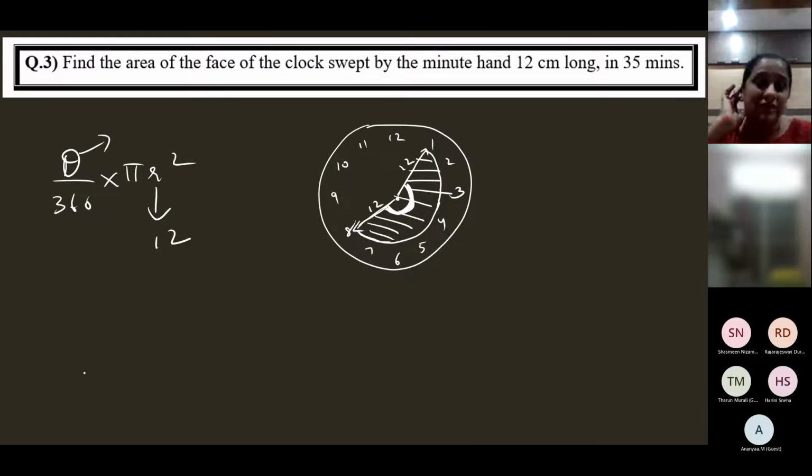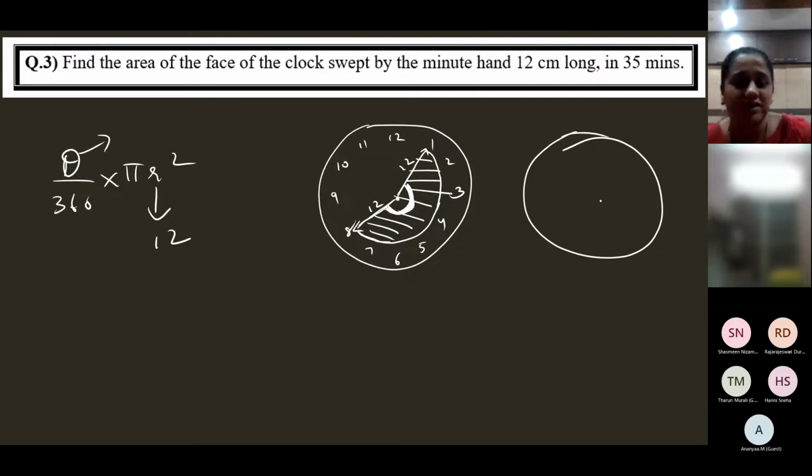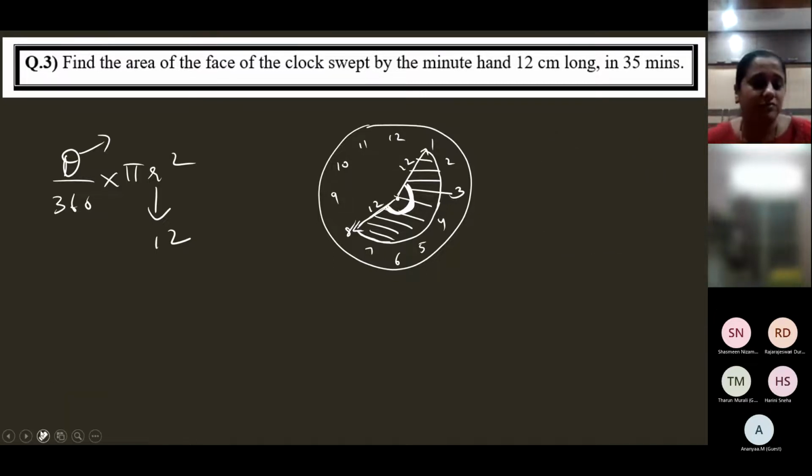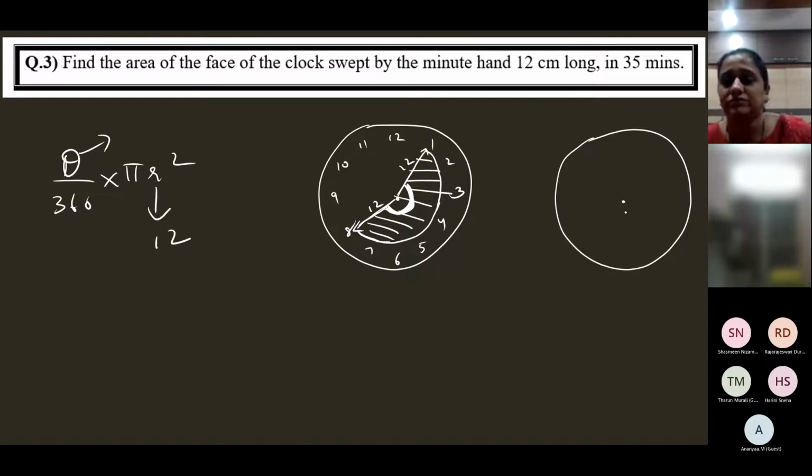Now, think only about the minute hand. How long will it take to make one full circle? Okay, let's take an example. Say it's 3 o'clock. The time is 3. Now this minute hand, which is at 12, this is the minute hand.